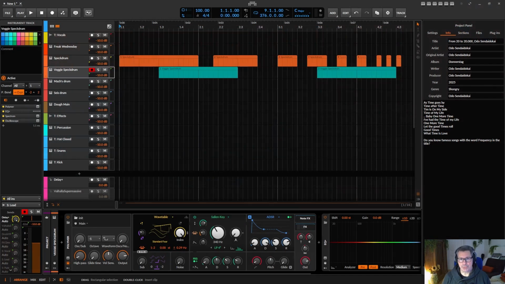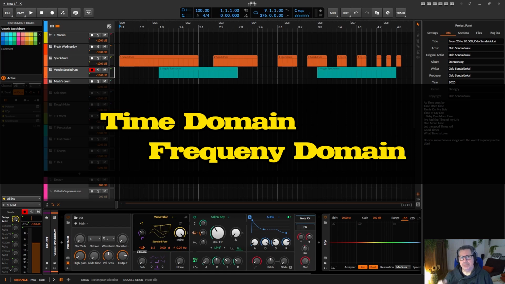When it comes to spectral plugins and devices, it's often said that the sound is no longer viewed in the time domain, but in the frequency domain. What does that mean? It's actually quite simple if you know which tools, apart from the special spectral editors and effects, are spectral tools and which aren't.